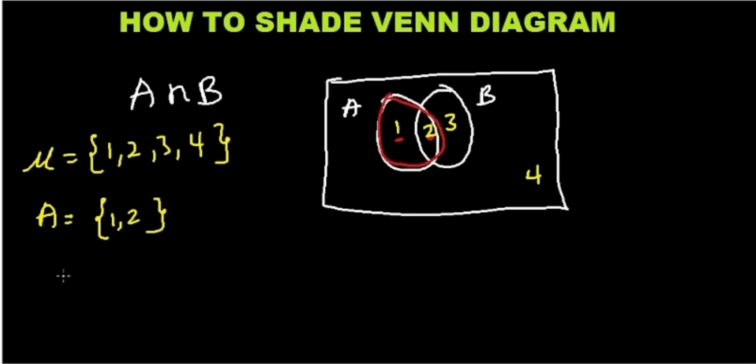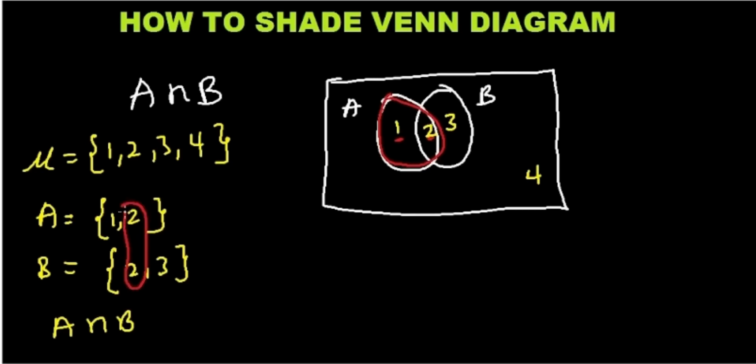For B, what will be the numbers? That is 2 and 3. So A intersection B: what is common between these two? Just 2. So our intersection is 2. And where can we find our 2? Our 2 is found in the middle, so we shade just this middle. So that's how we get to shade that. Very simple. Let's take other examples.